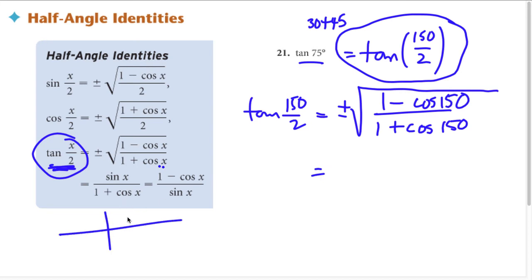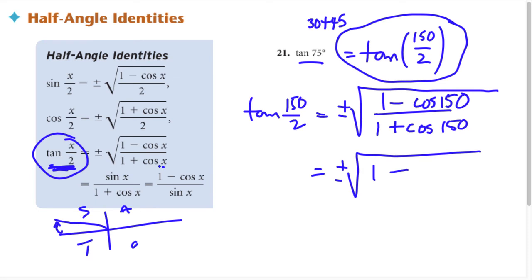Okay, 150 is, start here, 90, 150. It's almost over there. So the reference angle here is 30 degrees. So cos of 150 is the same thing as a cos of 30. And cos of 30 is root 3 over 2. So this would be plus or minus square root of 1 minus, oh no, it's cos over in this quadrant, C-A-S-T, is negative. So this would be 1 minus a negative root 3 over 2. Okay, all over 1 plus root 3 over 2.